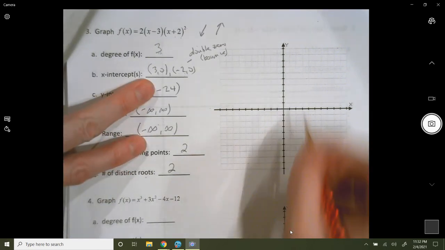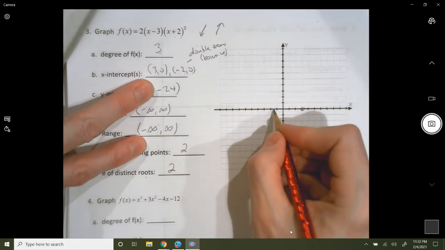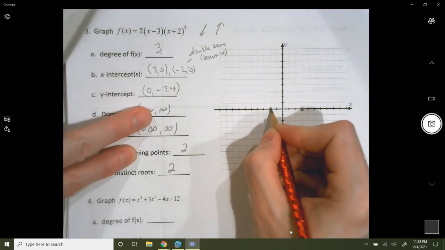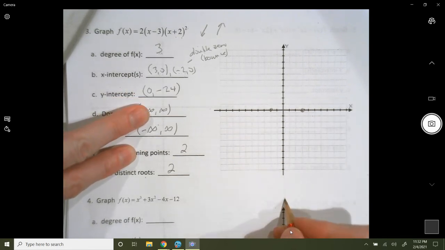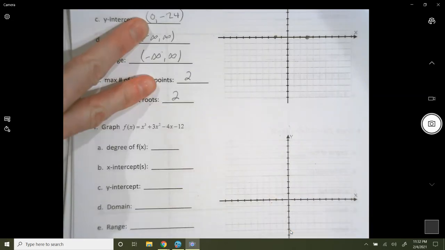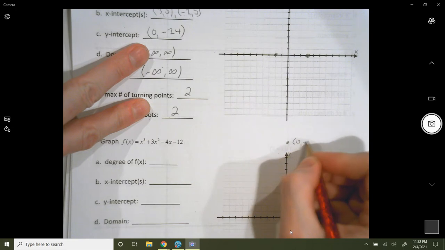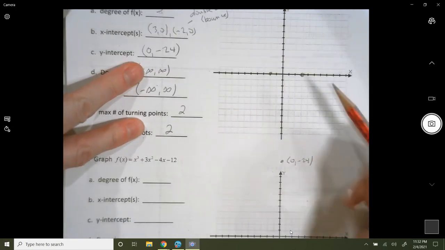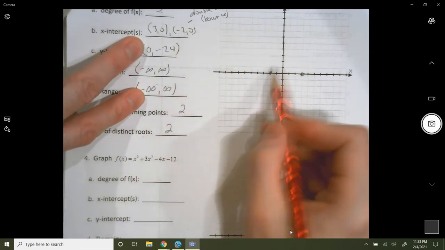3, 0, and negative 2, 0. If you want to rescale your axes, you can. I'm not going to. 3, 0, and negative 2, 0. 0, negative 24. That's going to be way, it would be way down here. But we're going to just say it's down here. 0, negative 24. Okay, not quite drawn to scale, but that's okay. And the bounce is here. So there we know there's a bounce.